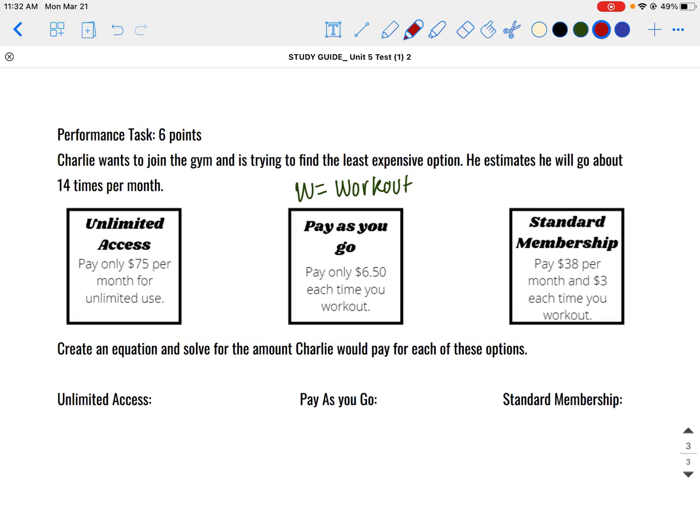Let's do the performance task part of our test study guide. So it says Charlie wants to join the gym and is trying to find the least expensive option. He estimates he will go about 14 times per month. So we have three options here.